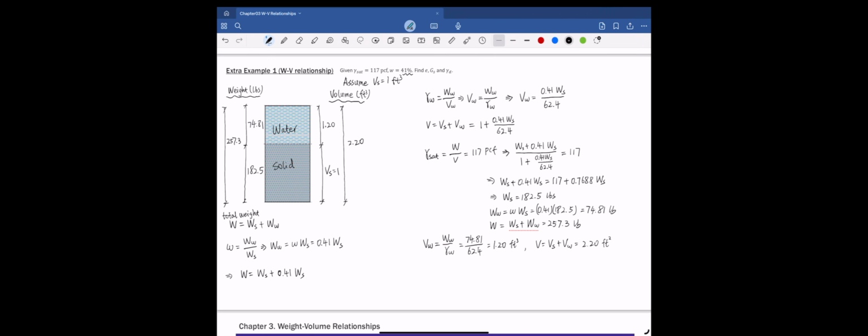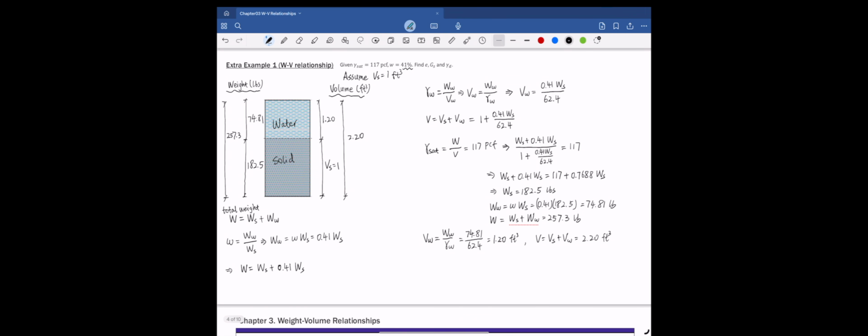So now we have this phase diagram completed, then we can calculate the void ratio e, which is Vv over Vs, and then the specific gravity, unit weight of solids over unit weight of water, and finally we can also calculate the dry unit weight, or gamma D, weight of solids over total volume. So that gives us 83 pounds per cubic foot.